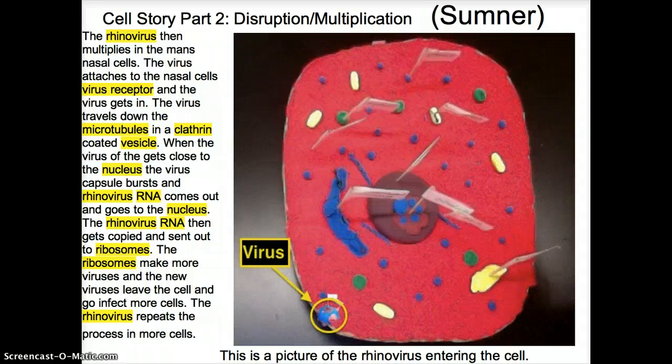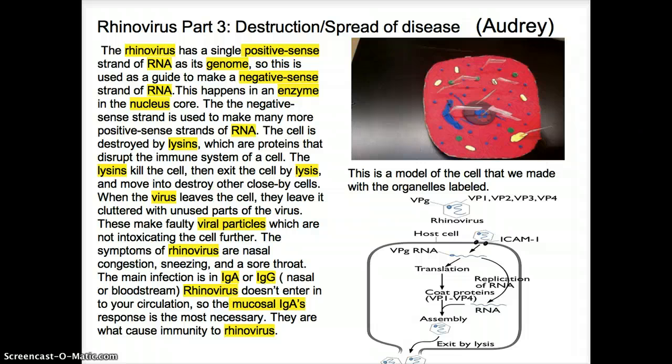Okay, let's move on to slide 3. I'm doing the destruction and the spread of the disease. The rhinovirus has a positive strand of RNA as its genome. This is used as a guide to make the negative strand, which is the copied one. This happens with an enzyme in the nucleus core. The negative sense strand is used to make many more positive strands of RNA.